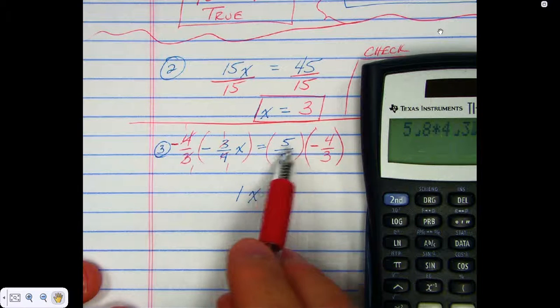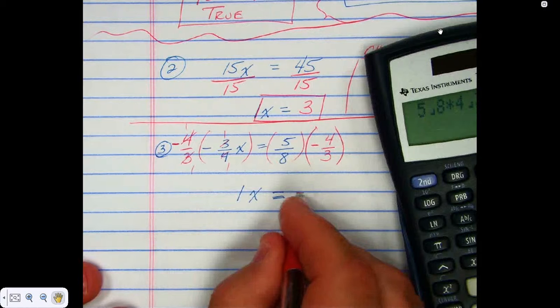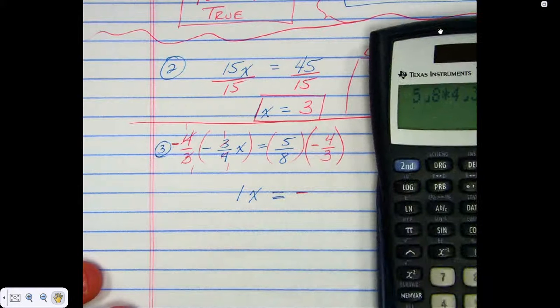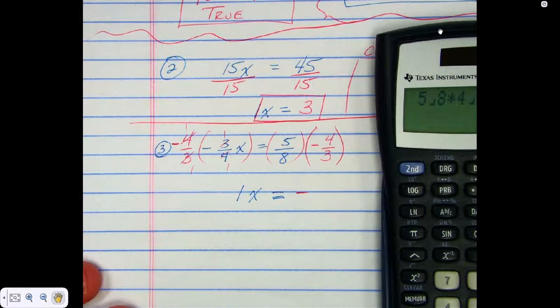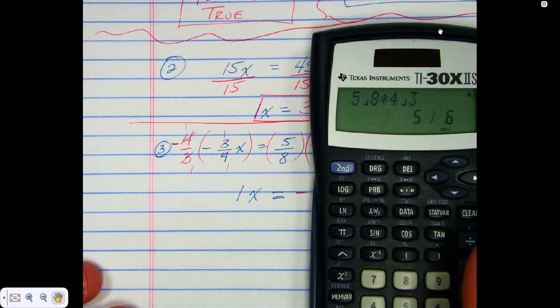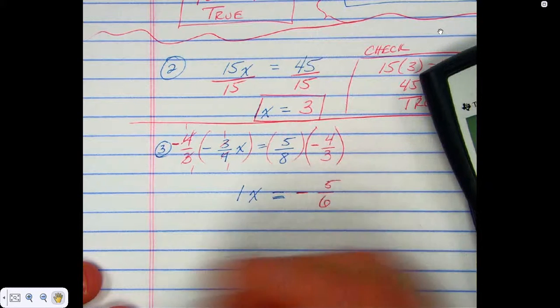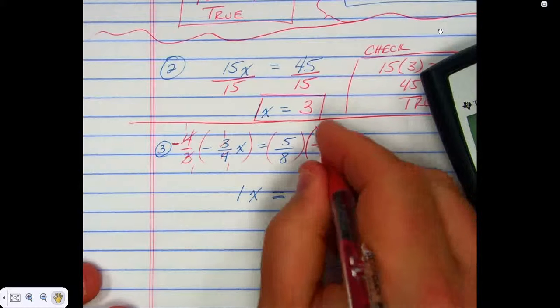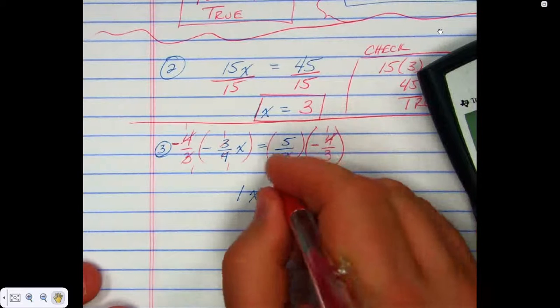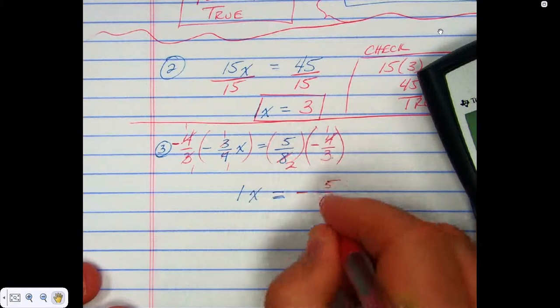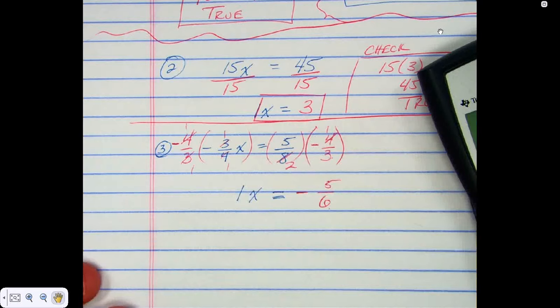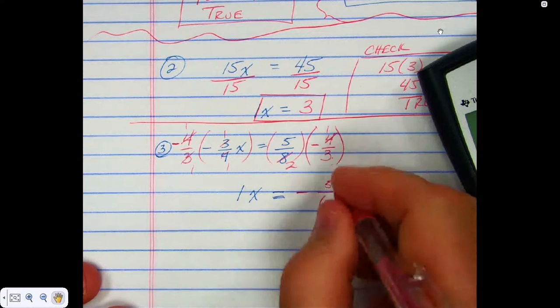Realize what's a positive times a negative? Negative. Now just worry about the numbers. What's the answer? I just put it in my calculator. The answer is 5/6. If you were to do that by hand, 4 will go into 4 one time, 4 will go into that 2 times, 2 times 3 is 6, 5 times 1 is 5. Okay? There's your answer.